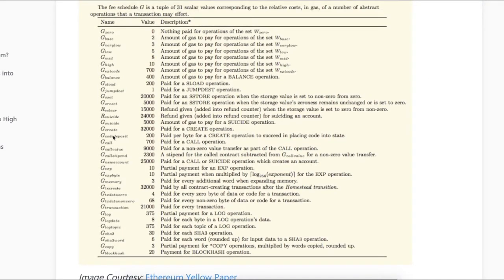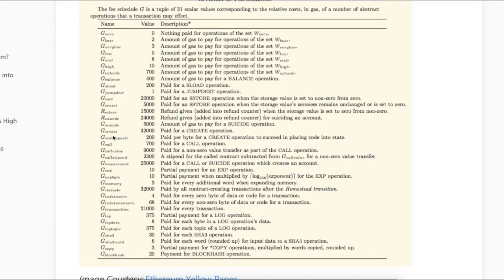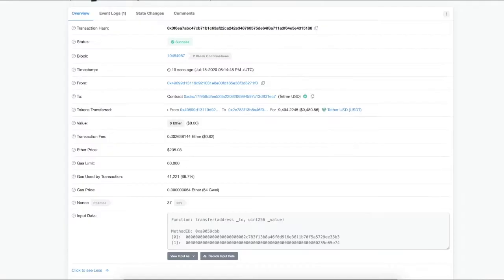If we take a look at another website here, you can see that each of these operations has a specific amount of gas associated with it. So an example is if I query the balance of an address in my smart contract, I have to pay 400 gas units. And so that is the amount of gas that's being used in a transaction.